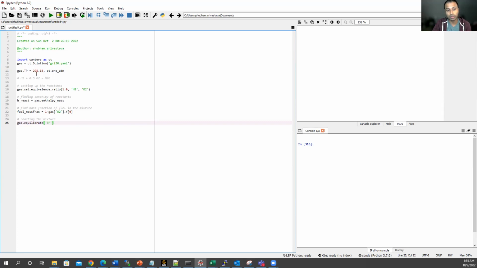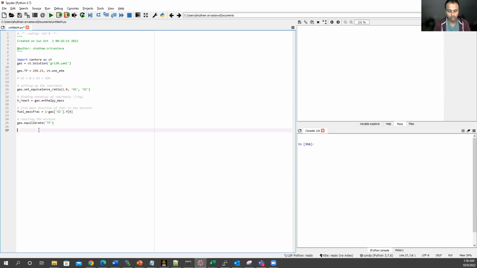Temperature is room temperature, so the products also have to be at room temperature. The reactants have to be at room temperature as well as the products. So for the products as well, we keep the temperature at 298.15 and the pressure at 1 atmosphere. And then let's calculate what happens. So we've calculated the equilibrium here, and the products are formed. Let's go ahead and calculate the enthalpy of products, and let's write here, this is in joules per kg.